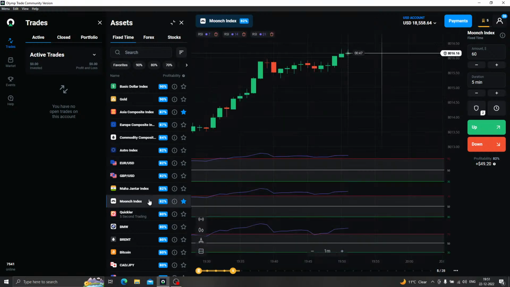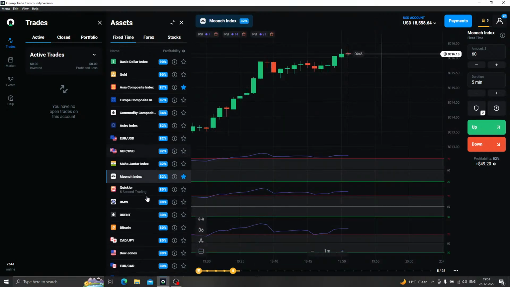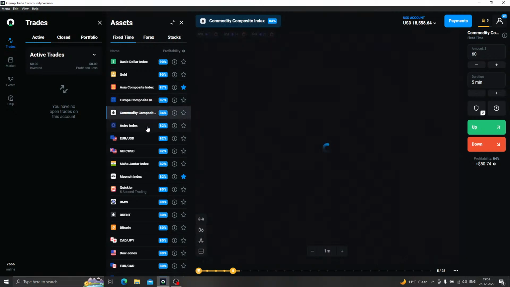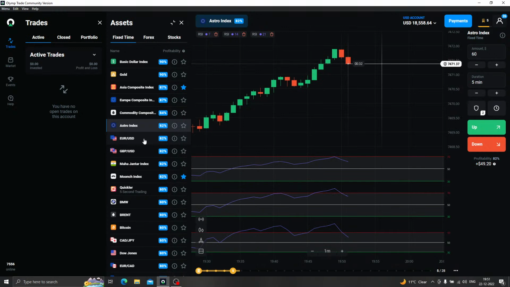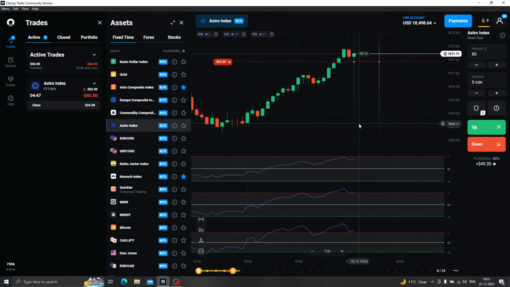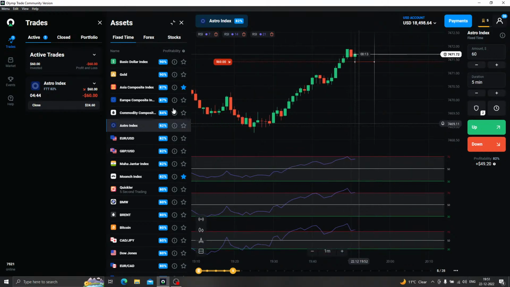Okay, now it is Mooch Index and Asia Composite Index. We have two potential entries. I think we have an entry in Astro Index because two of the RSI were in the overbought region, and it was also very close to the overbought region, and now it is trying to come back into the channel. So this seems to be a good opportunity for a downside trade.